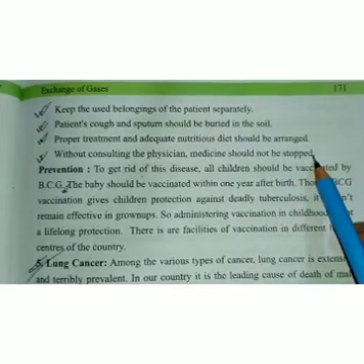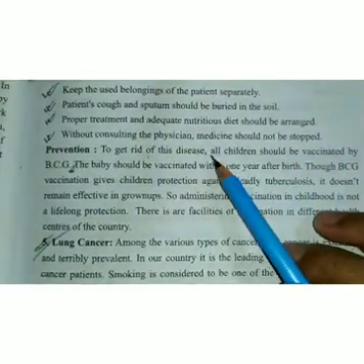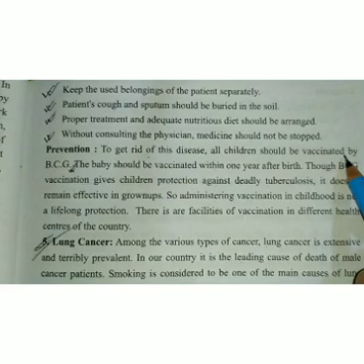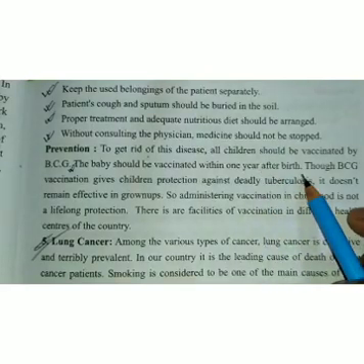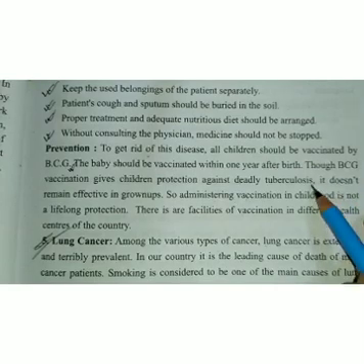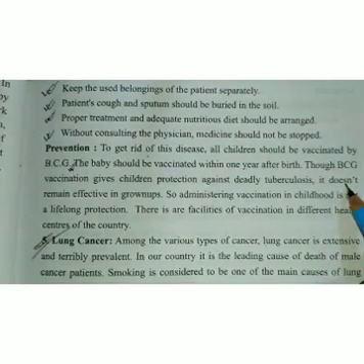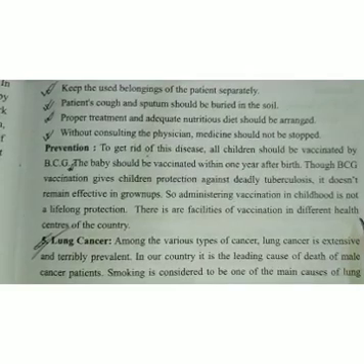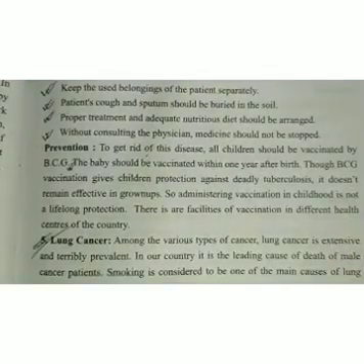Some preventions are below. To get rid of this disease, all children should be vaccinated by BCG. The baby should be vaccinated within 1 year after birth. BCG vaccination gives children protection against deadly tuberculosis. It doesn't remain effective in growing up. So, vaccination in childhood is not a lifelong protection. There are facilities of vaccination in different health centers of the country.